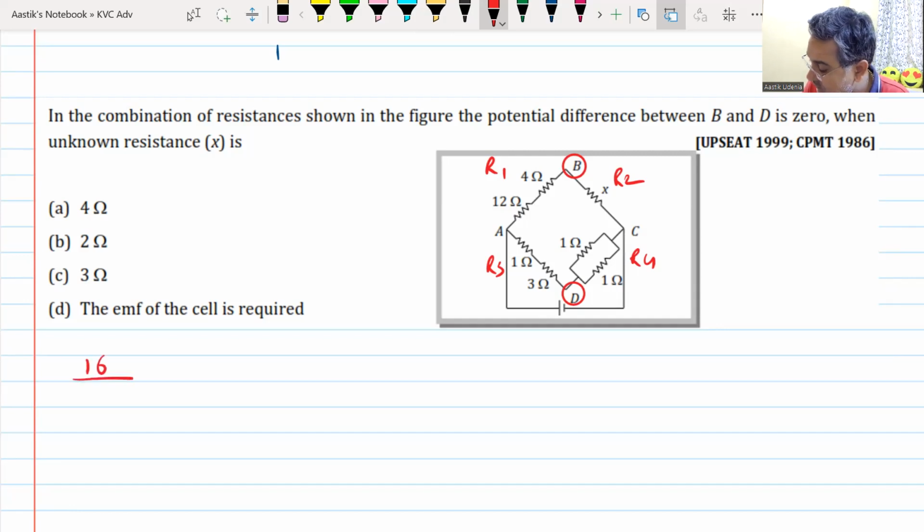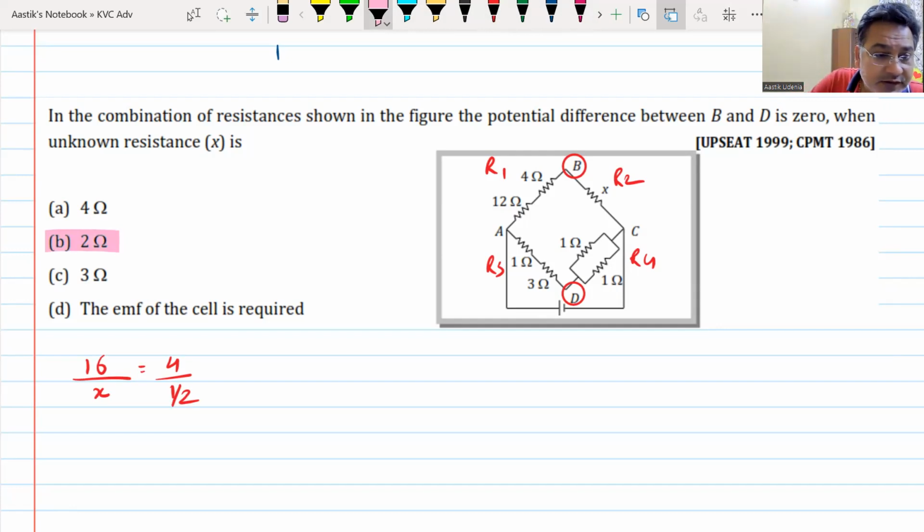So 16 divided by X shall be equal to 4 divided by 1. No, not 1, 1 by 2. From here you will get the value of X as 2 ohms. Do we understand this? Everyone got this?